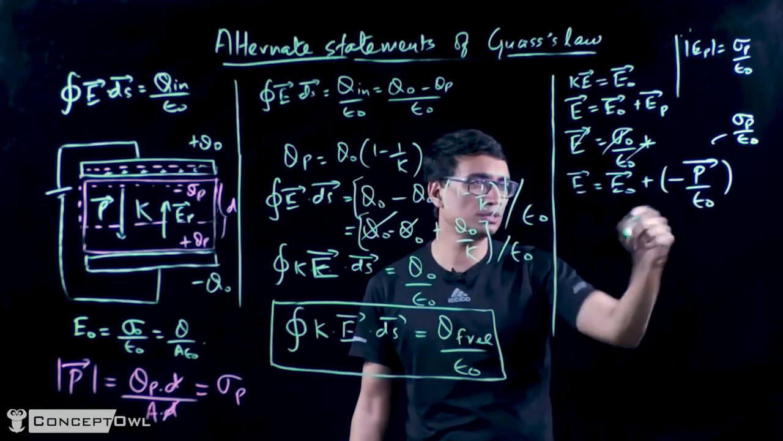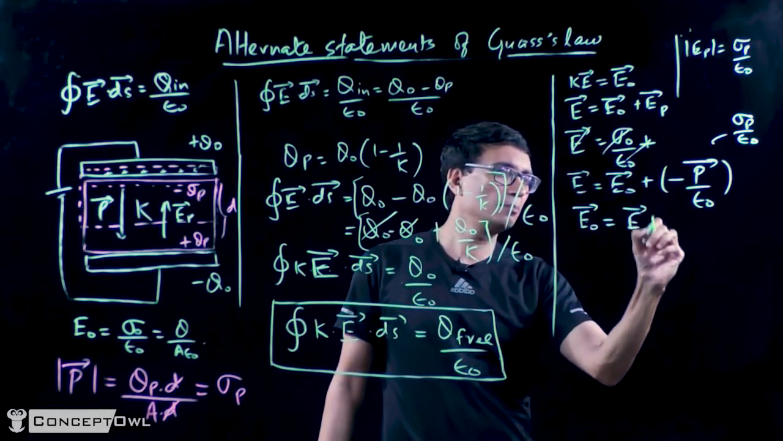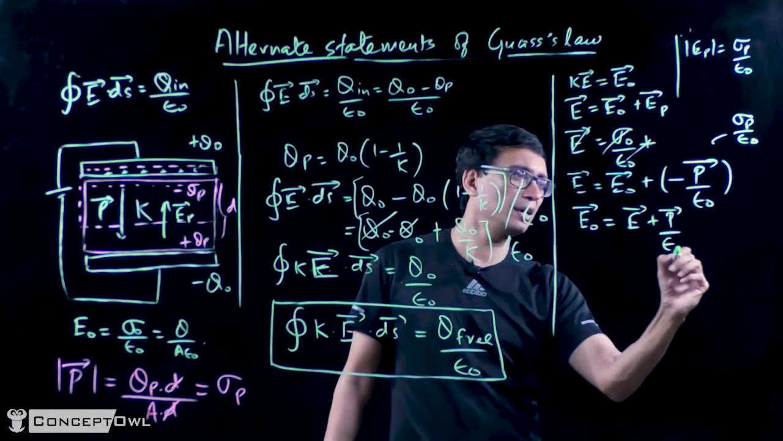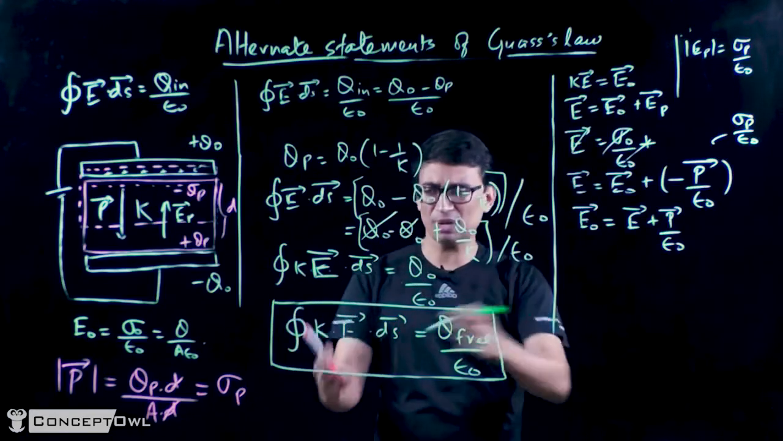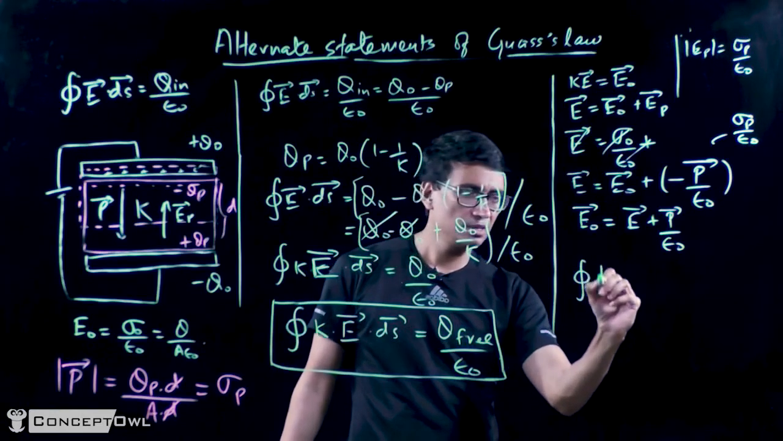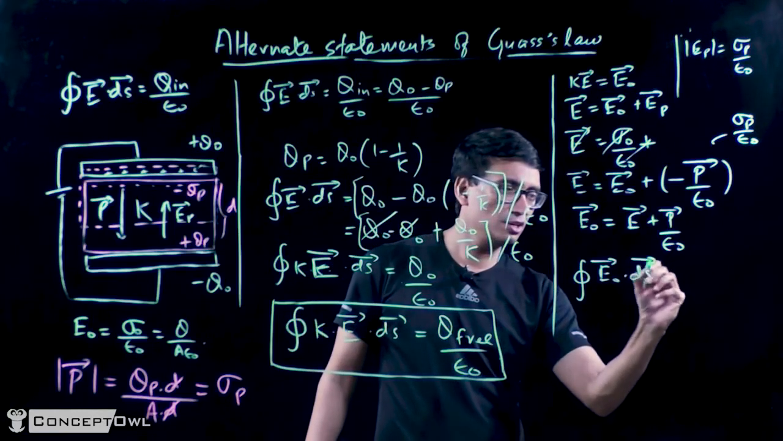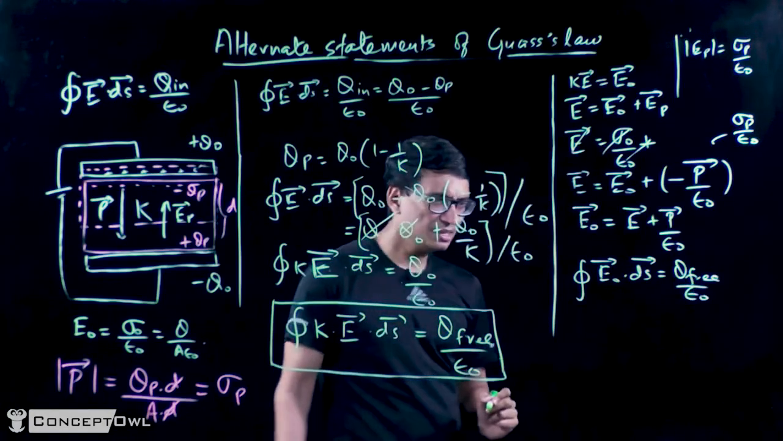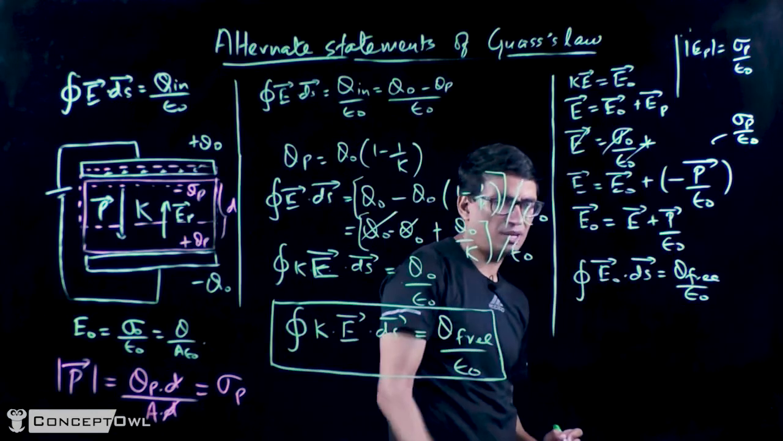So now with this I can say that my E0 vector is equal to E plus P upon epsilon naught. Now if you look at this equation, what is KE? KE is nothing but E naught, so I can write this equation as the integral of E naught ds is equal to Q free upon epsilon naught. Now look at this. E naught is equal to E vector plus P upon epsilon naught.